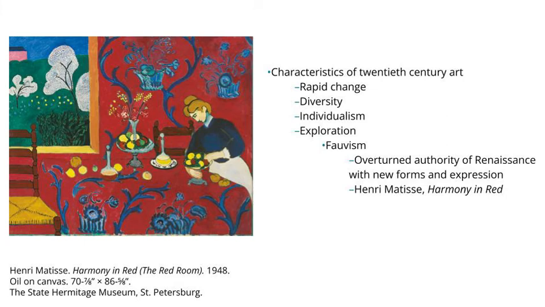So some of the characteristics of 20th century art are rapid change, diversity, individualism, and exploration. And a lot of these come to a head with the movement of Fauvism, which overturned the authority of the Renaissance with new forms of expression. And here's an example of a Fauvist work. This is Harmony in Red by Matisse.